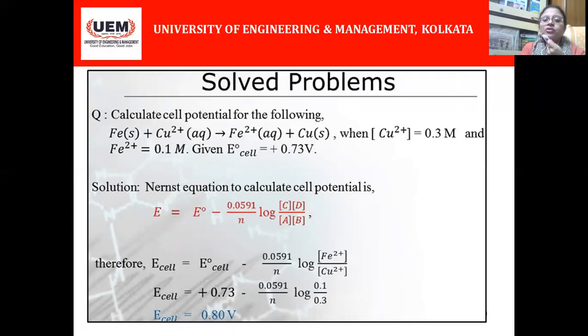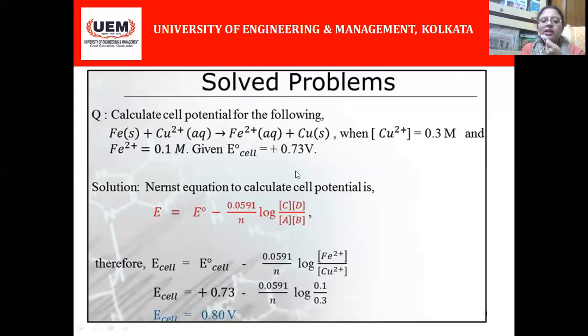So how many electrons are flowing over here? 2 electrons, right? 2 electrons are left by iron. It is lost. Iron loses 2 electrons. Those 2 electrons are going to the copper, and the copper 2 plus is accepting those 2 electrons to convert to copper 0. So there are 2 electrons transferred. So here n is equal to 2.